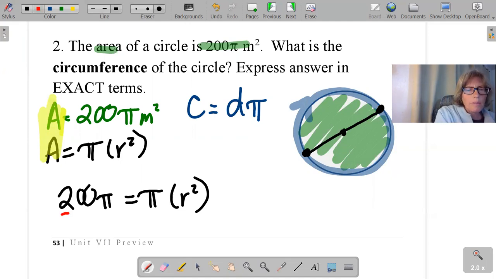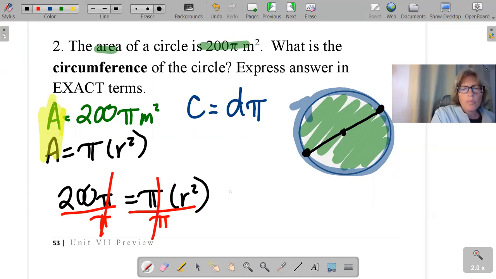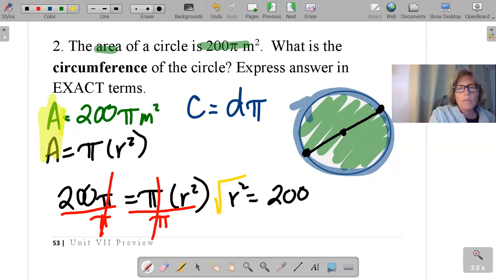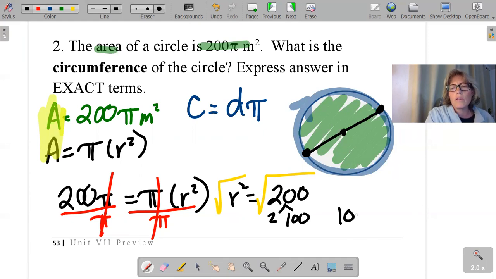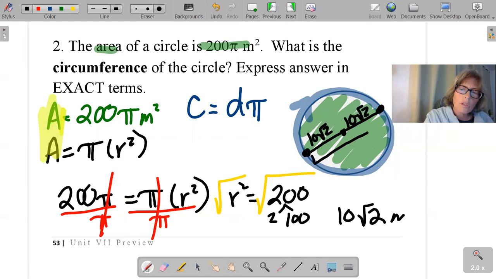I'm going to divide both sides by pi. I end up with radius squared equals 200. The opposite of squaring is square rooting. And that's not a perfect square, so I have to factor. And I know that's 2 times 100. 100 is perfect. It's going to come out as 10. So my radius is going to be 10 root 2. Units, meters. That's my radius, 10 root 2, which means my diameter is 20 root 2.